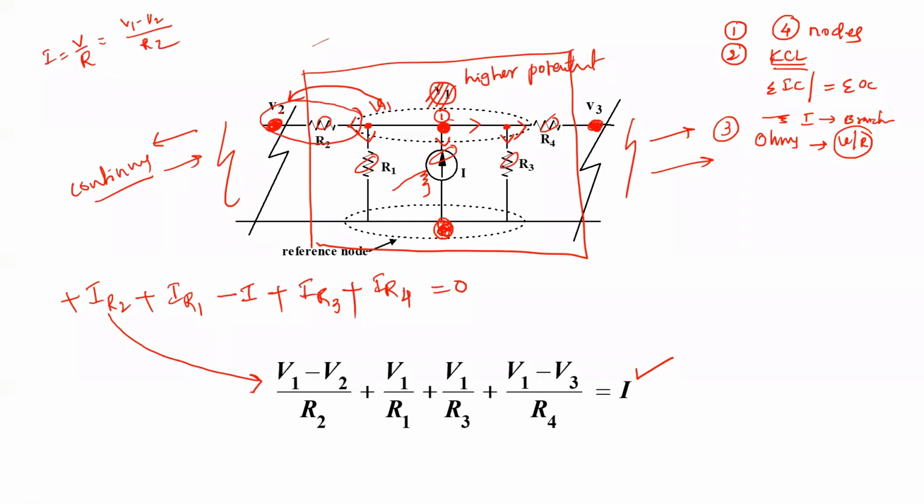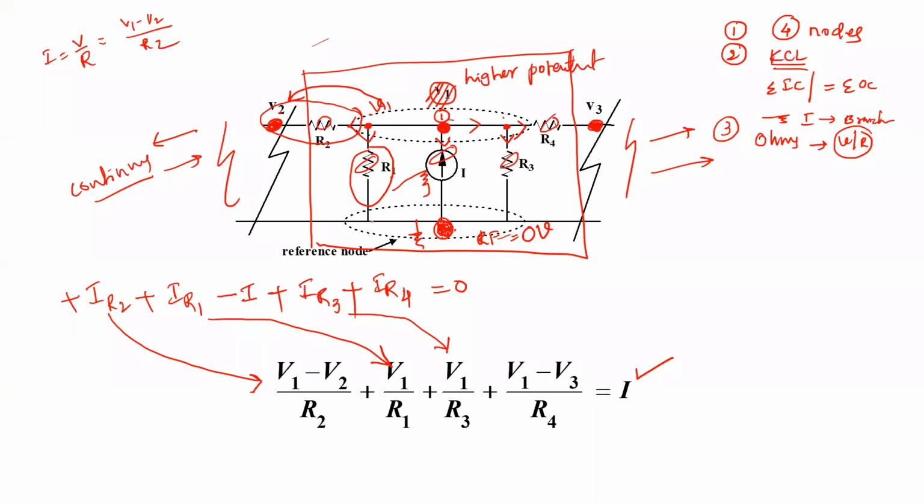Now, what is the total voltage of this branch? It is V1 minus the reference voltage. Always the reference voltage is treated as 0 volts. So V1 minus 0 divided by R1, that is written here. What is the current through R3? The total voltage is V1 minus 0 divided by the resistance, so V1 divided by R3.